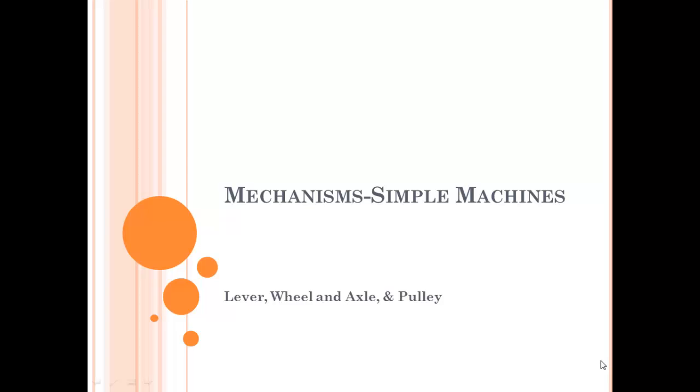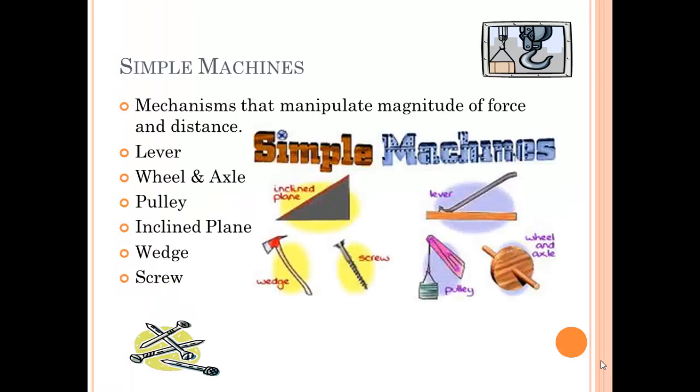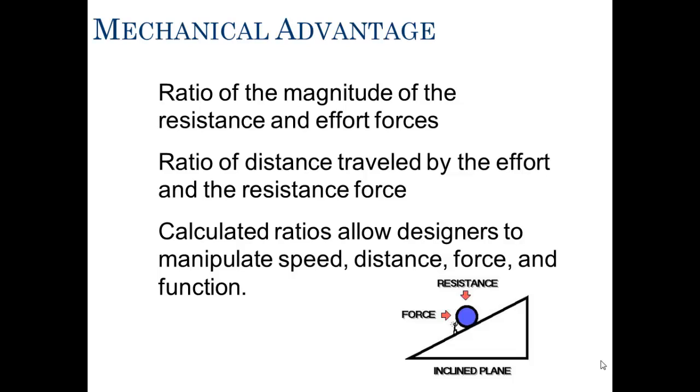Okay, so we want to talk a little bit about simple machines, but to get to that, we really want to talk about mechanical advantage. So there are six basic kinds of simple machines: the lever, wheel and axle, pulley, incline plane, wedge, and screw. But mechanical advantage is the principle used for all of those simple machines. And it is the ratio of the magnitude of the resistance and the effort force.